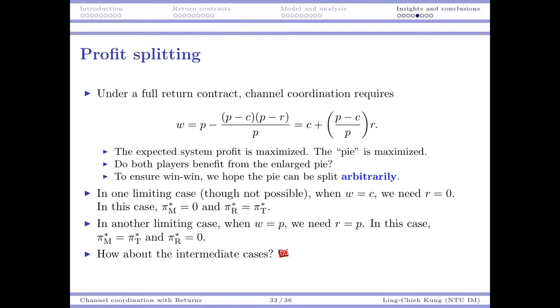In another limiting case, if my wholesale price is so large, if my wholesale price is P, then I need to guarantee the retailer for all the unsold units. In this case, I as a manufacturer earn everything, and the retailer is just my slave for getting my product and selling it. When I sell the product, the retailer gets nothing, and I just guarantee that the retailer will not lose any money. So in this special case, the manufacturer earns everything. How about the intermediate case?